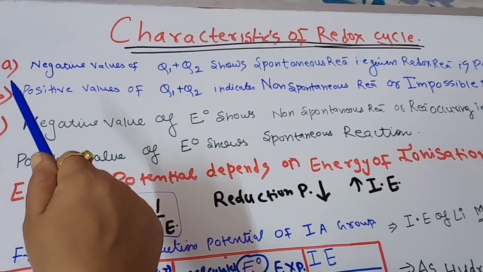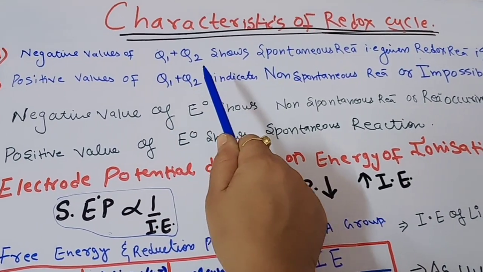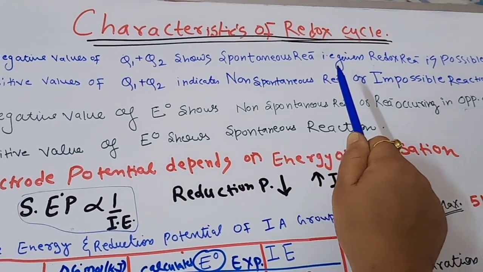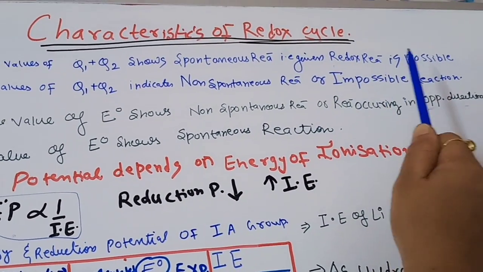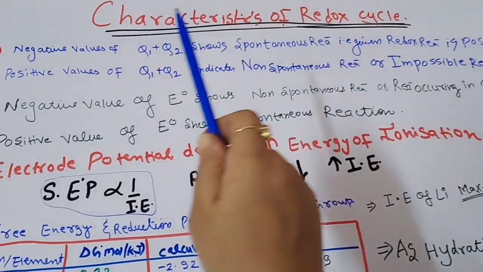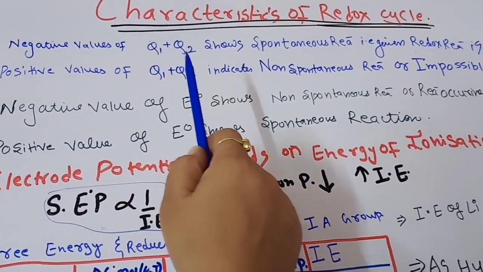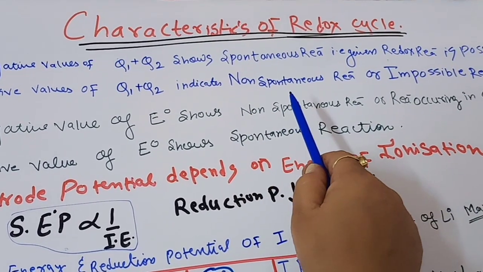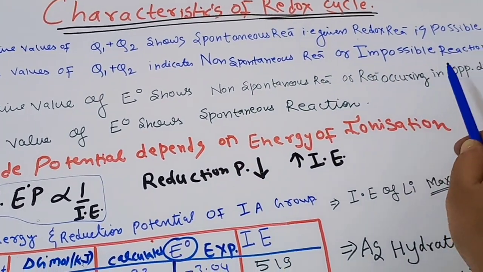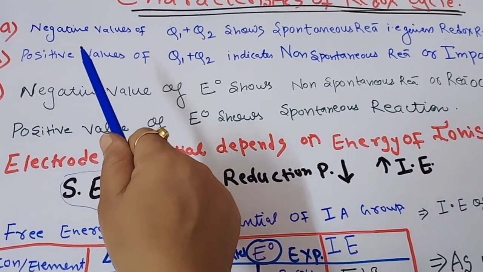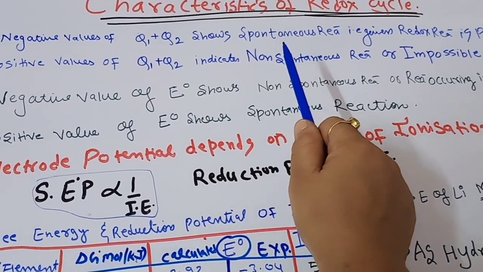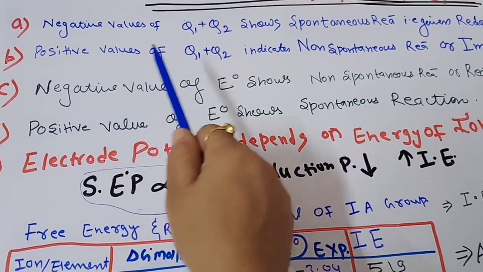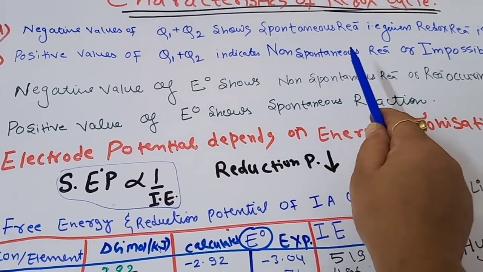So the first point: the negative values of Q1 + Q2 show spontaneous reactions, that is, the reaction will go on, meaning the redox reaction is possible. Then the second point: the positive values of Q1 + Q2 indicate a non-spontaneous reaction, or that the reaction is impossible. So negative values of Q1 + Q2 show spontaneous reactions, and positive values show non-spontaneous reactions.